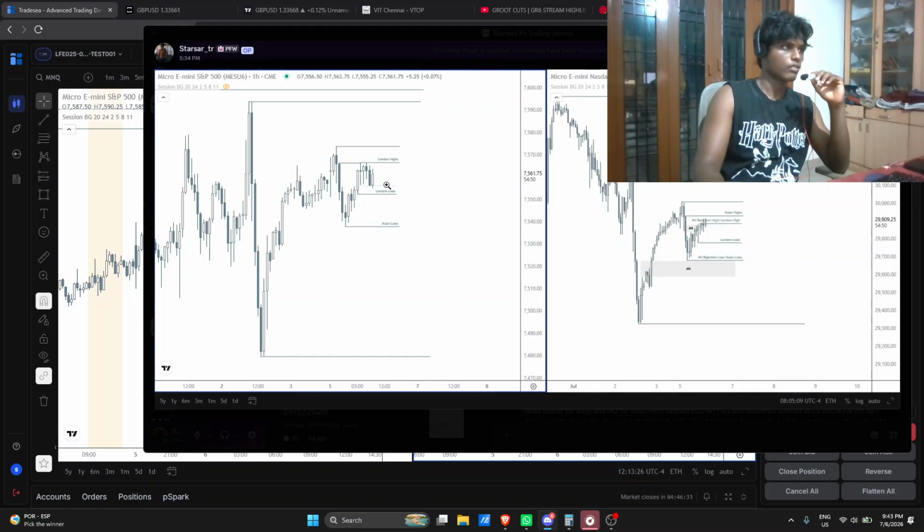It is a one hour fair value gap in between London lows, London highs, Asian lows, Asian highs. Asian lows and Asian highs are already taken in ES, but NQ didn't take the Asian highs. So London lows, Asian lows. Then we had the subsequent highs and lows.